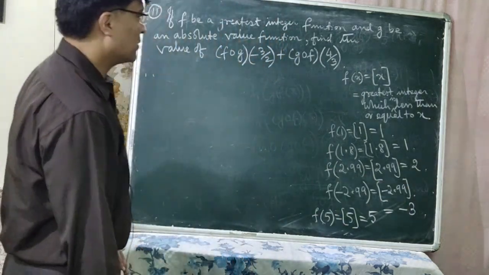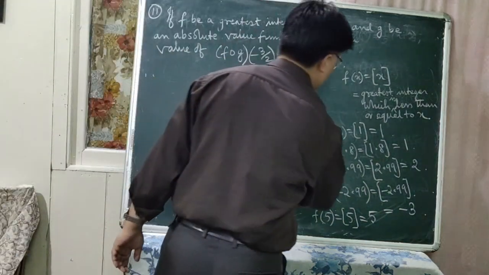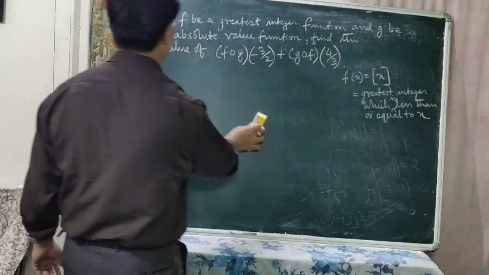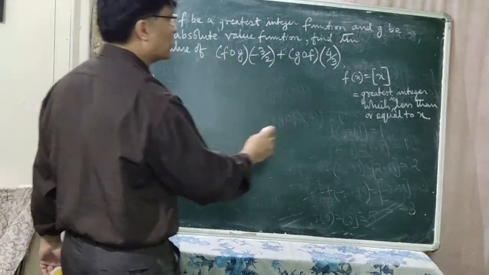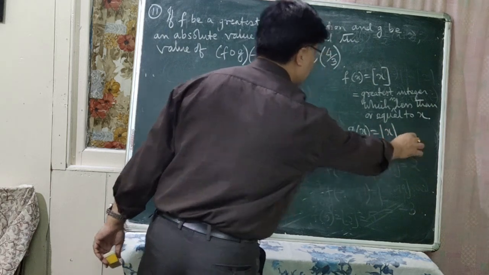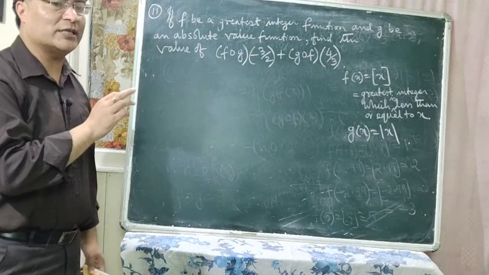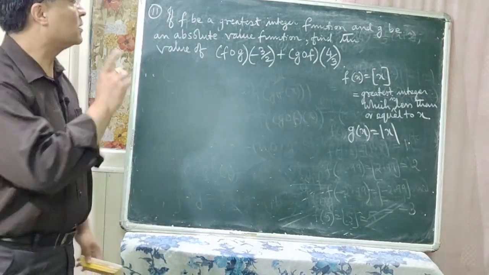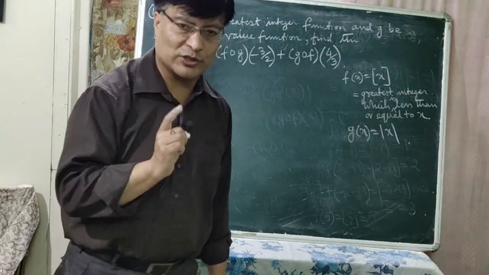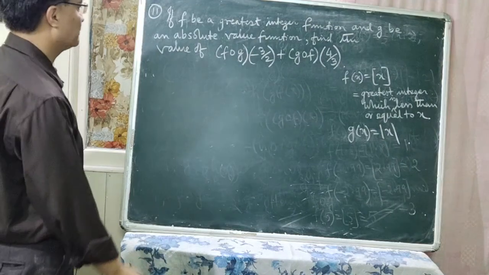Okay, so I think you have understood this greatest integer function. Next, what do you know? The absolute function. g is an absolute value function. You know that g of x is equal to mod x. g of x is the absolute value function, which is within modulus sign x. The absolute value function means it is the modulus function. Is that clear? So now let us find out this one.